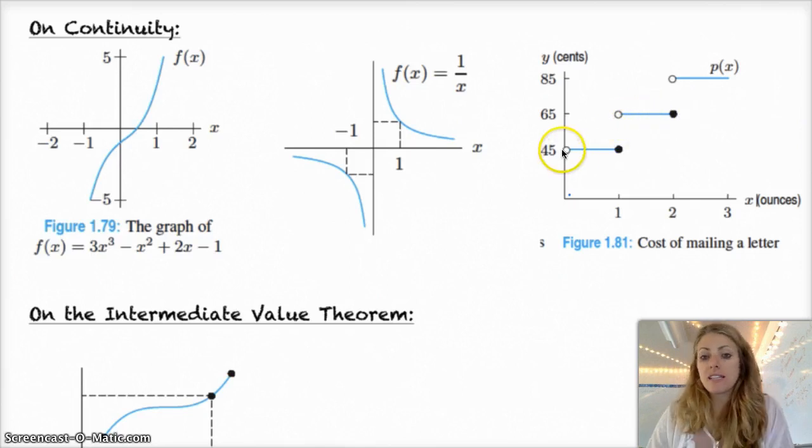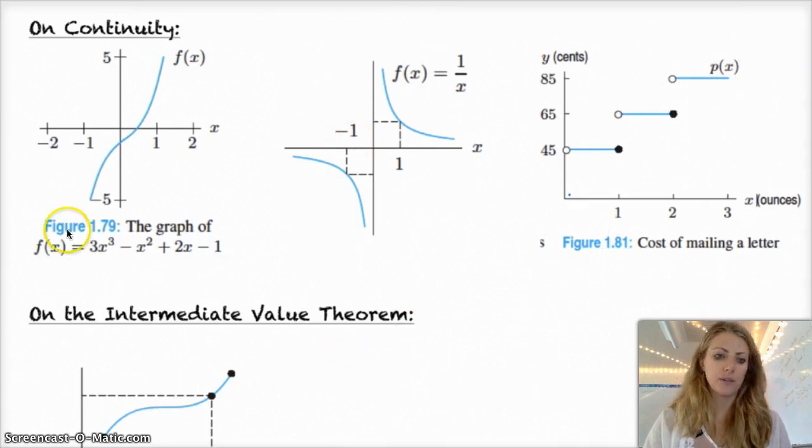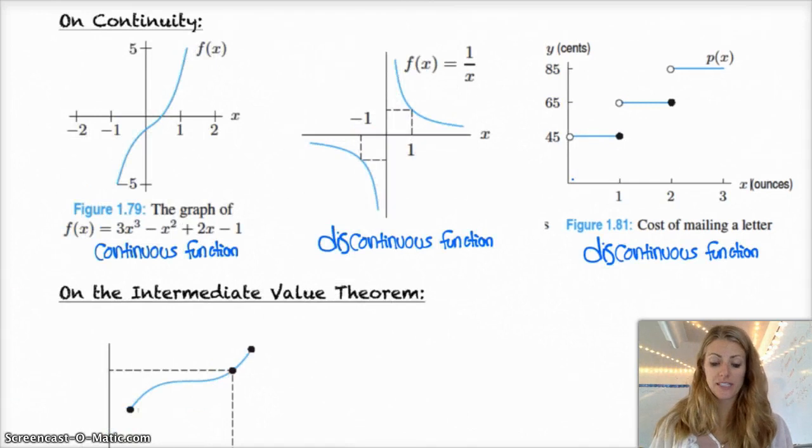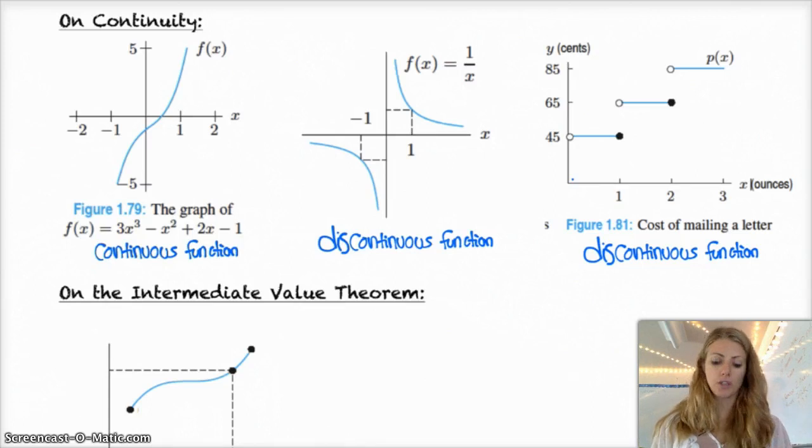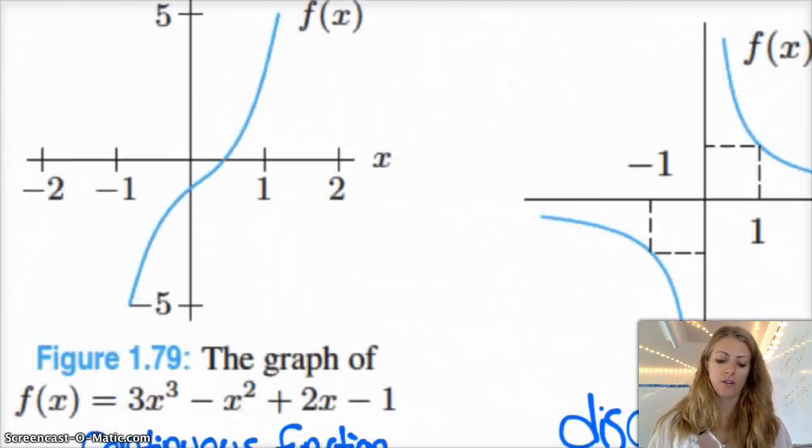So obviously this is going to be discontinuous because I can't draw it without picking up my pencil and moving to the next section of the graph. So these two are discontinuous, this one is continuous. One of the reasons continuity is important is because sometimes if we don't know what's happening with a function, but we know that it's continuous, we can make some conclusions about the graph or the function itself.